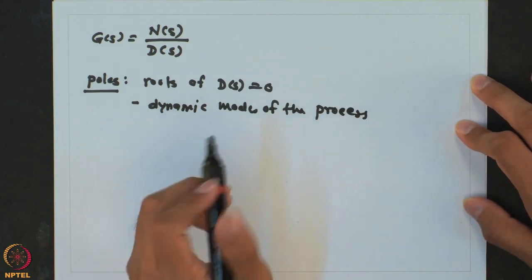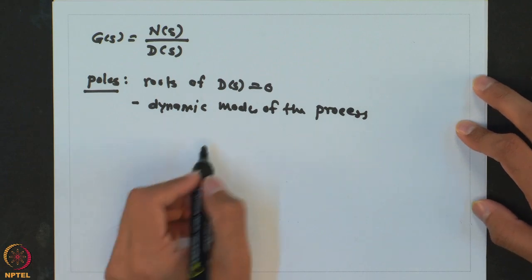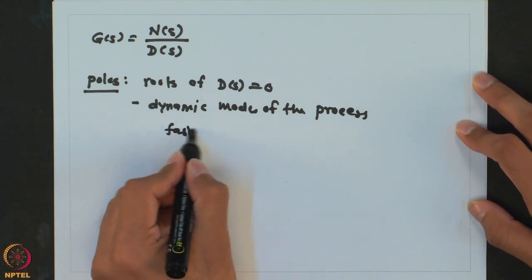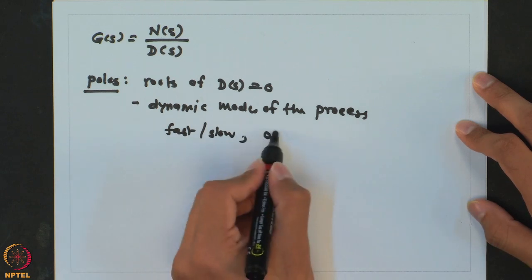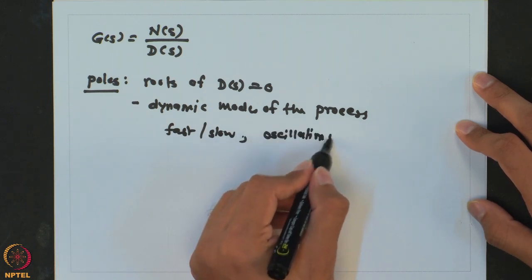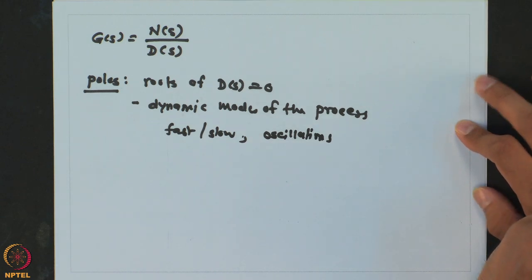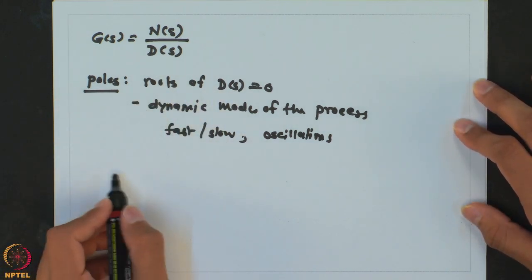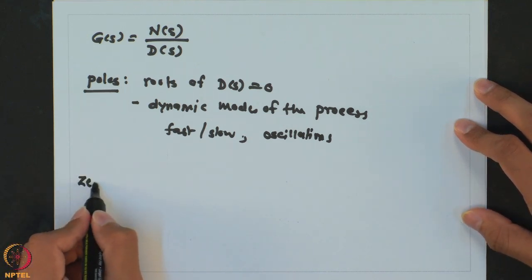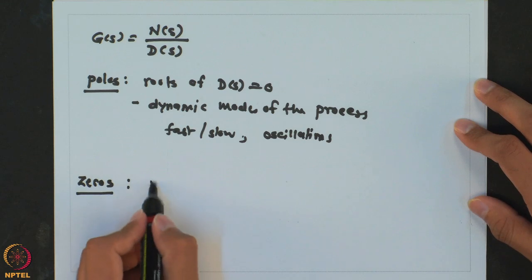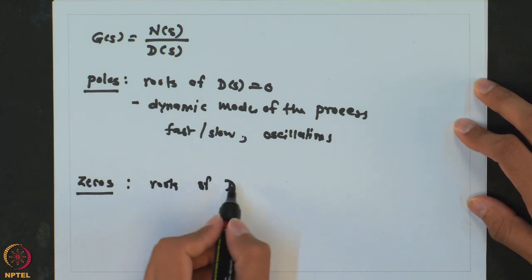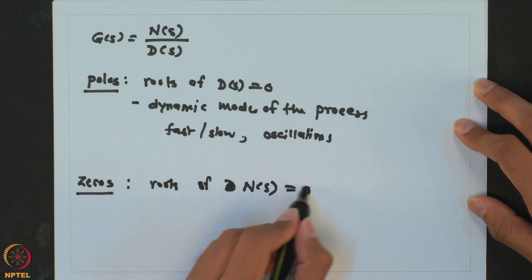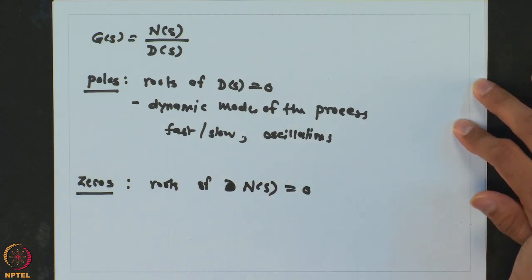By dynamic modes, what I mean is it tells you whether the system is fast or slow, and whether there would be oscillations. All those dynamic modes which are possible for a system would be given by the roots of the polynomial D(s). And when we have the numerator polynomial as well, what we get is zeros. Those are the roots of the numerator polynomial. So when you take N(s) and equate it to 0, the roots of that are what are known as zeros of the transfer function.